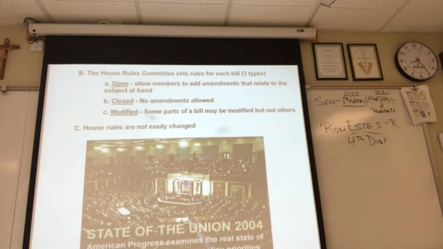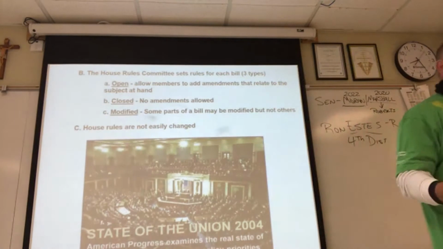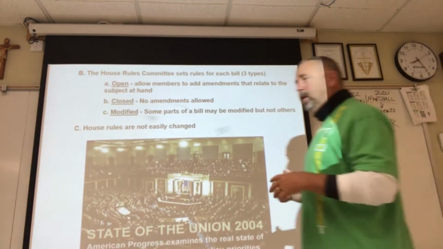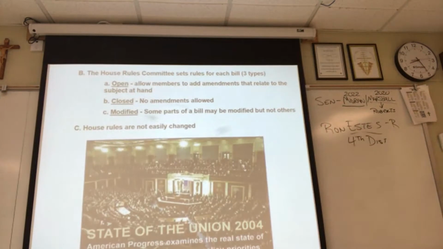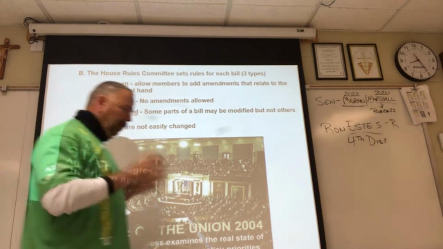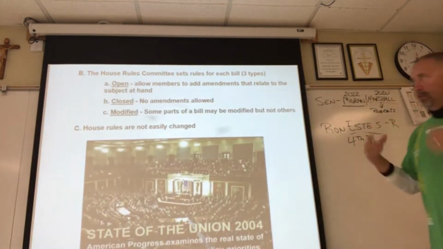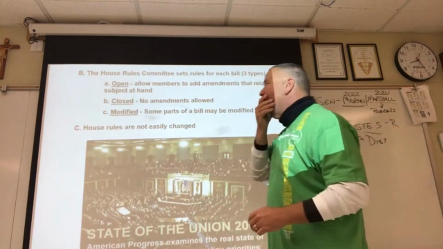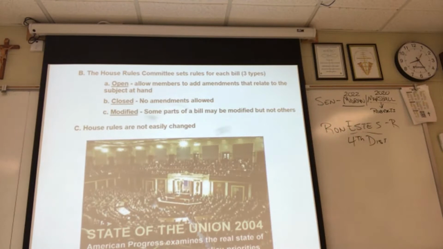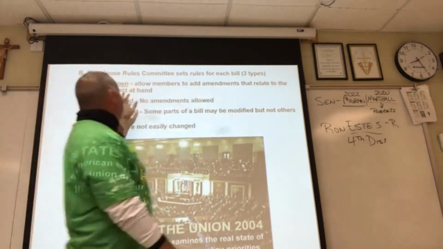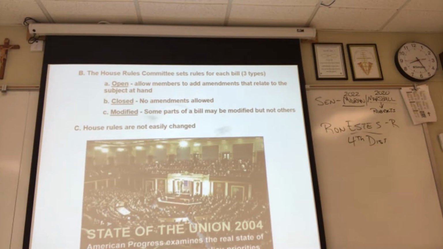Okay, this is the House. We'll start in the House. Now, because there's 435 people, guys, they got to have stricter rules. Because if you give all 435 members an opportunity to change this stuff, it's going to take forever. So when it comes to amendments, the bill will go to the House Rules Committee, and they will say, okay, this bill is open, closed, or modified. Open, they're going to allow members to add amendments that relate to the subject at hand. So the Ron Estes thing, where he wanted to add $1 billion for Wichita for the interchange, that applies to infrastructure. That could happen in the House.